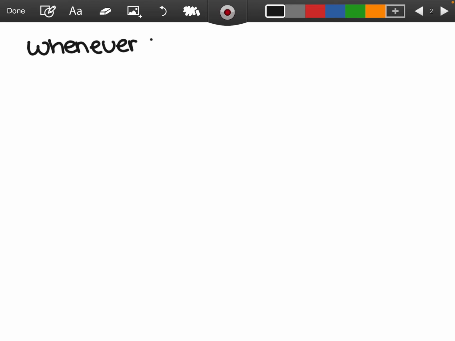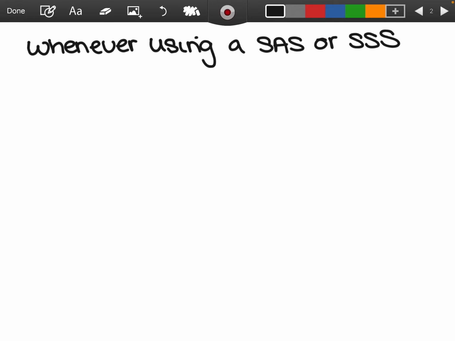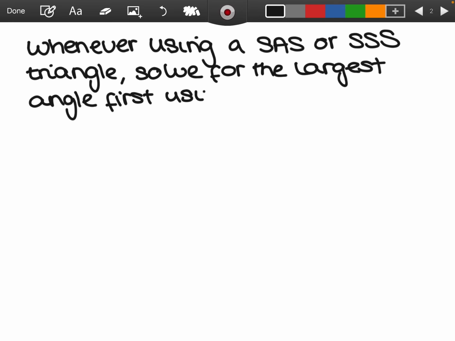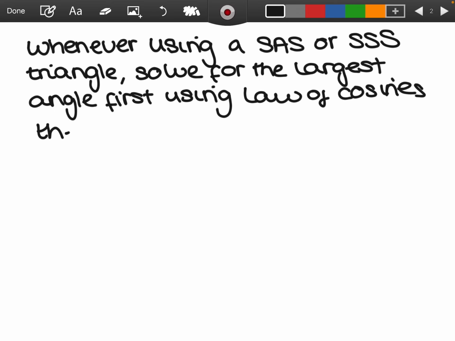So whenever using a side, angle, side, or side, side, side triangle, what I want you to do is solve for the largest angle first, and I'll tell you how to find that, using law of cosines. Then the other angles can always be found either, if you have both of them, you can subtract from 180, or you can use the law of sines just to solve any other angles.